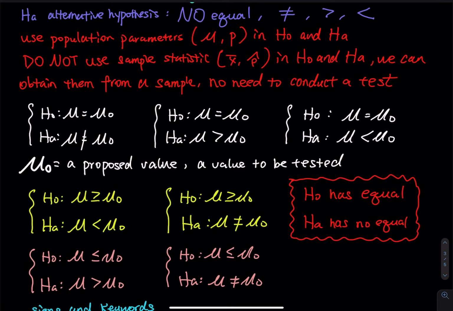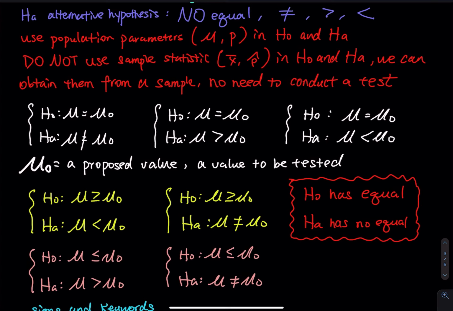So if you look at the first row, what do you see from H0 and HA? H0 and HA, they are the opposite, right? So for the first one, H0 is equal, HA is not equal. The second one, H0 is equal, HA is greater than.